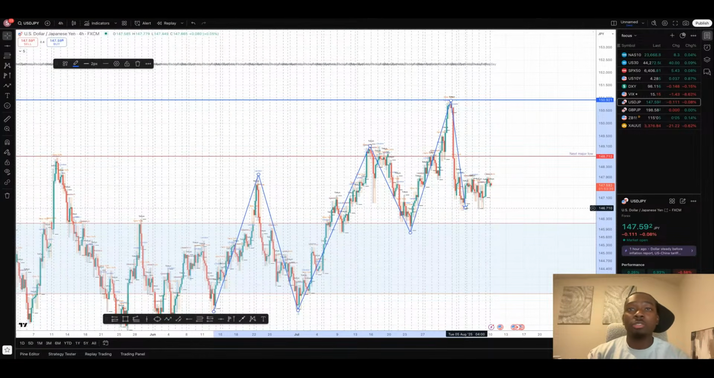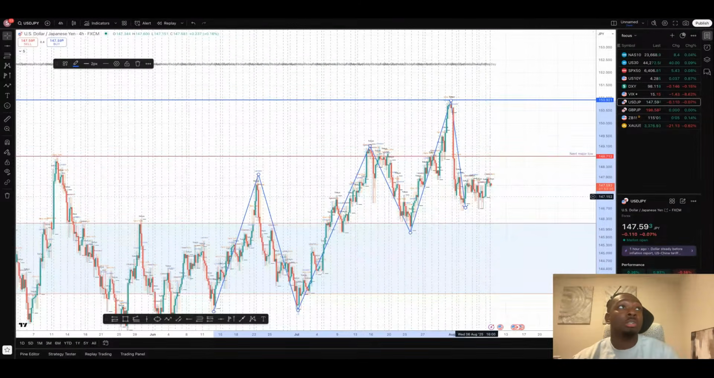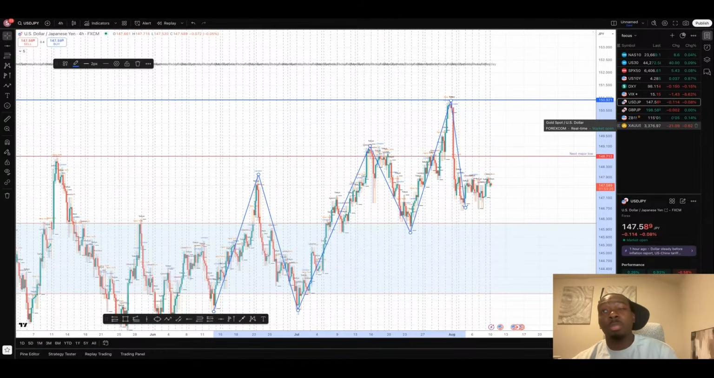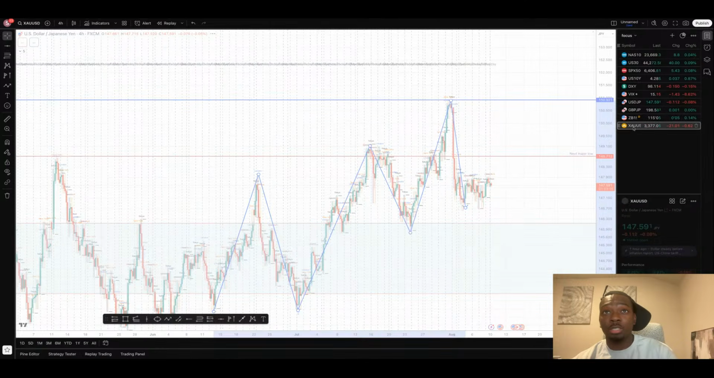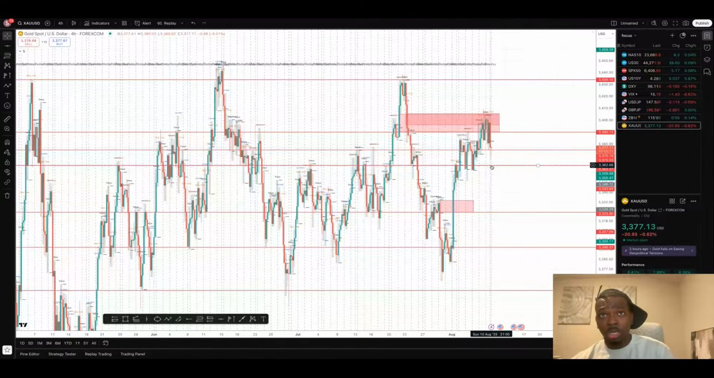So if you know about market structure, that means bullish. That means I'm looking for buys. Until proven different, I'm looking for buys on USD JPY. So we'll see how this goes. Like I said, I trade pairs that have a relationship with each other. So if this is looking bullish, then I'm definitely looking bearish on gold, which is exactly what I told you I was gonna do anyway.